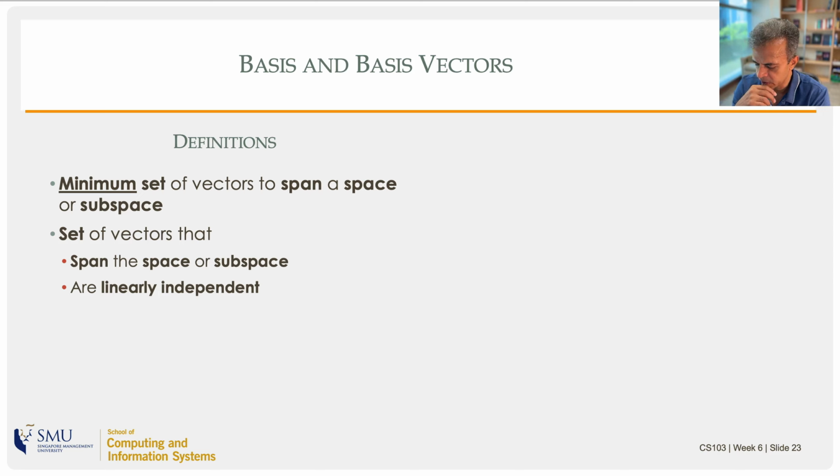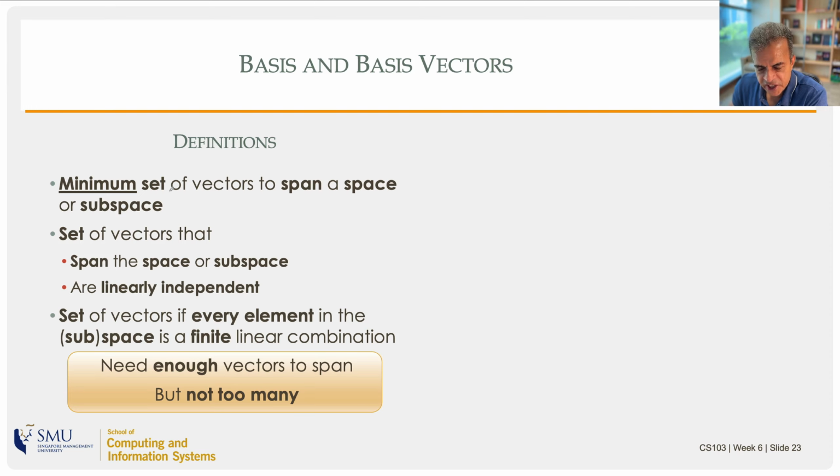The operative word there is minimum. What that implies is that the vectors in the basis set would be linearly independent. If you have a linearly dependent vector, that is kind of superfluous and there's no reason to have it there, and that will just increase the number of vectors without adding any value in the spanning ability of the set of vectors. What it really means is that you need enough vectors to span the space or the subspace, but not too many. If you have one too many, that extra vector is going to be a linear combination, and you don't want that. So it's a minimum set really.